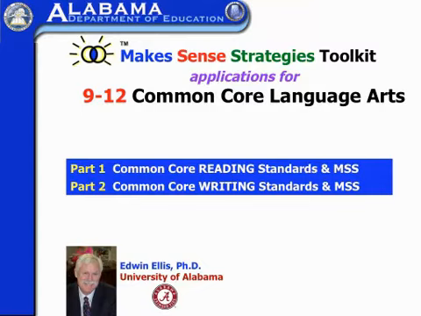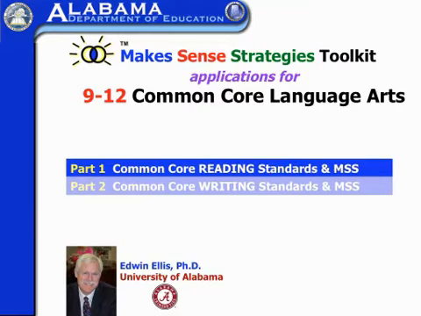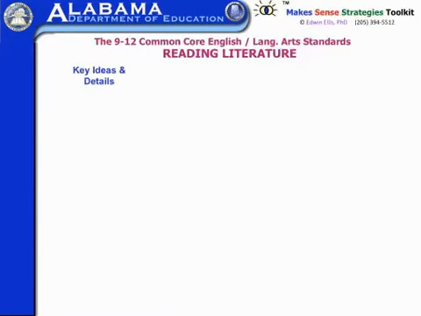In part one, we're going to be focusing on the reading standards, and then in part two, we're going to be focusing on the writing standards. So to get started, what I'm going to do is just provide a brief overview of how the standards are set up, and then we'll look at some samples.